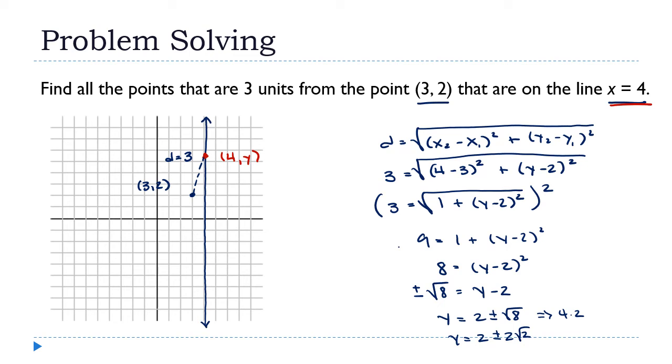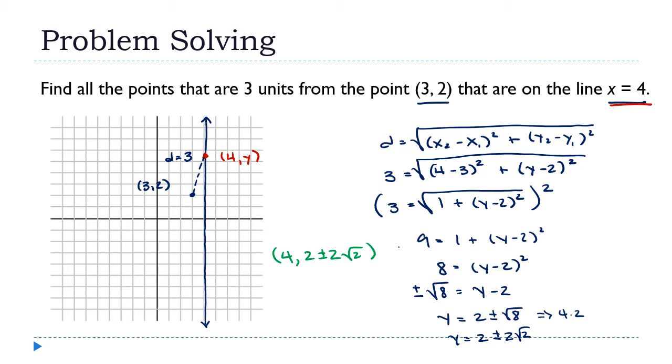And that's it. Well, okay, what was the question? The question said find all the points. That's not a point. Those are just numbers. So my answer is the points I'm looking for are the points 4, 2 plus or minus 2 square roots of 2. And there are 2 of them. If you think that through, hopefully that makes sense to you.